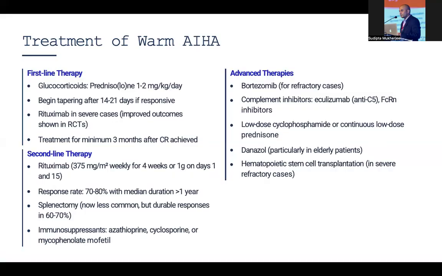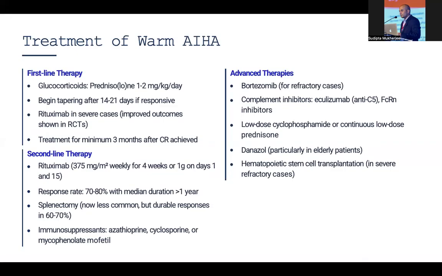In terms of treatment for the warm variety, first line is corticosteroid, prednisolone 1 to 2 milligram per kg per day. It needs to be tapered after 14 to 21 days if the patient is responsive. In severe cases, we may consider adding rituximab. There are RCTs showing improved outcome. Treatment needs to be continued for at least 3 months after complete remission. If the first line fails, we can consider rituximab for sure, with a response rate up to 70 to 80%, with a median duration of more than a year.